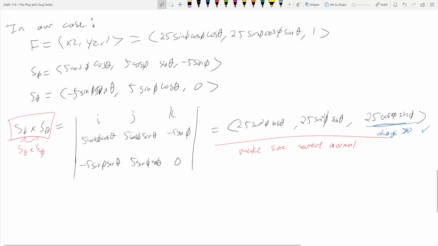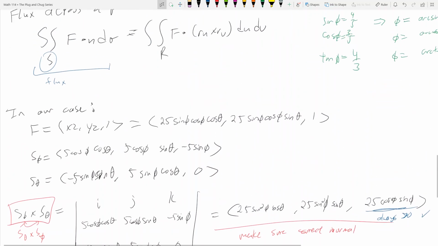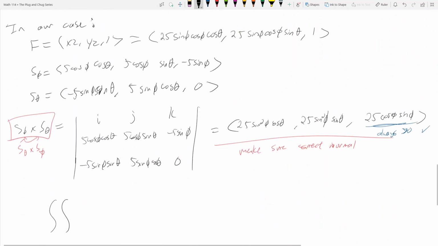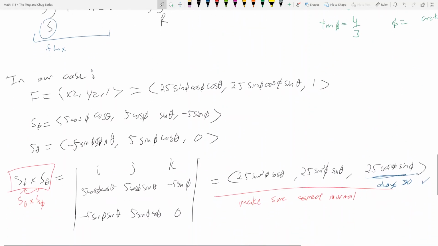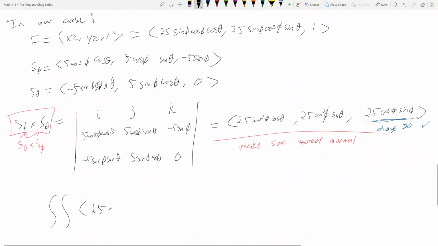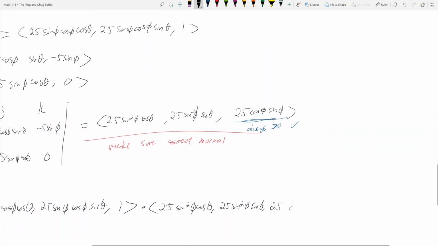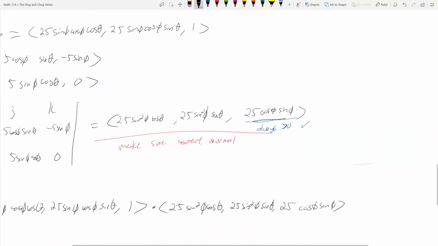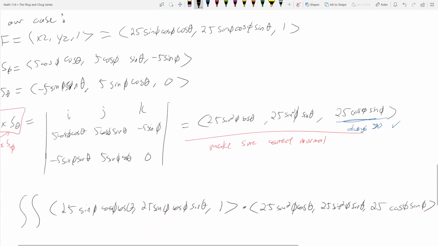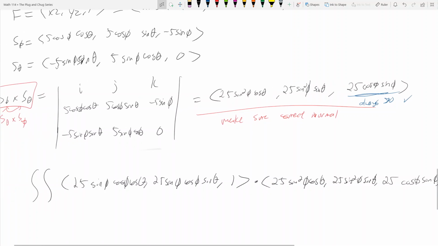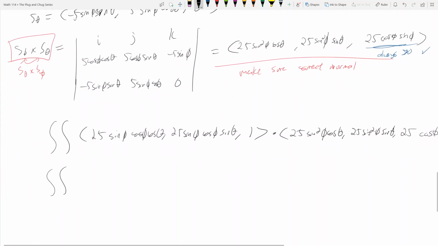So that's good. And now what I need to do is this integral. I need to do the double integral of f dot r_u cross r_v. So f is up here. It's 25 sine phi cos theta, 25 sine phi sine theta, 1. And I need to dot it with 25 sine squared phi cos theta, 25 sine squared phi sine theta, and then 25 cos phi sine phi. Oof. And then I need d phi d theta. And what are my bounds? Let's not worry about that for now, but let's actually calculate this dot product.